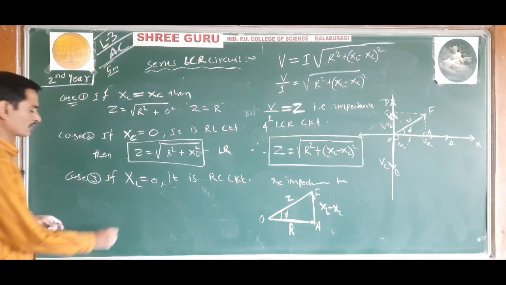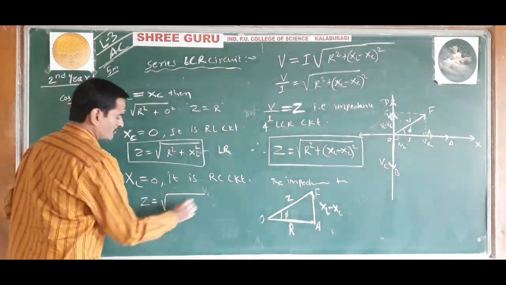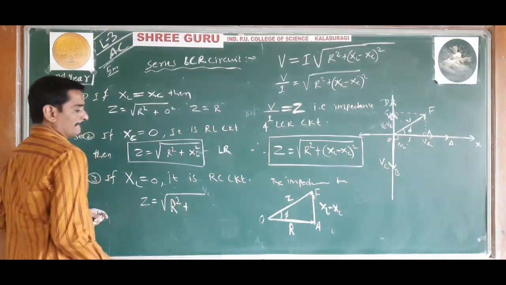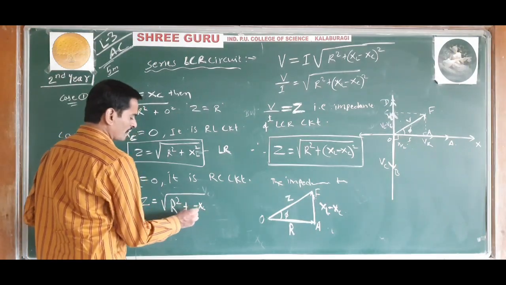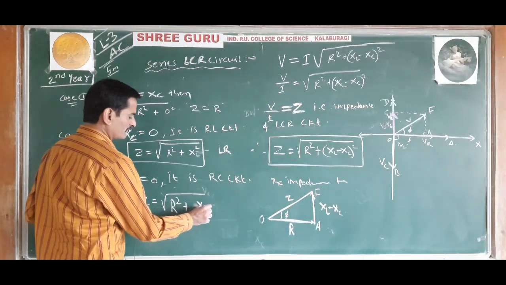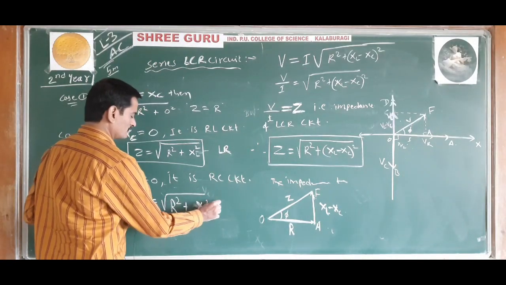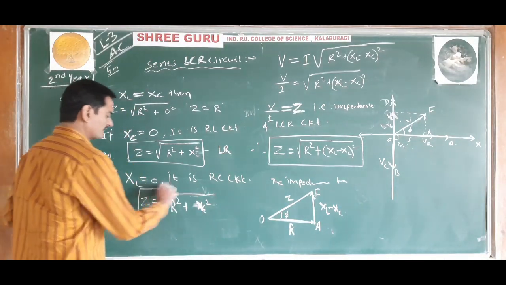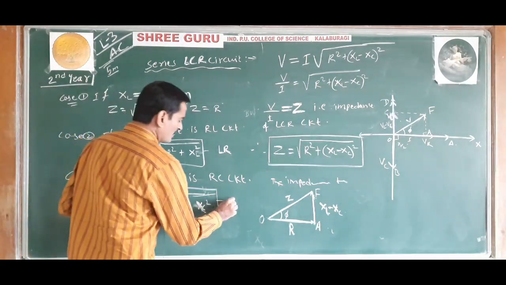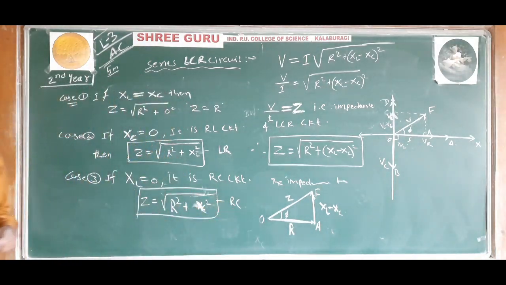So for an RC circuit, the impedance is given by Z is equal to the square root of R square plus (minus XC) whole square. Minus into minus, the square makes it positive. So it is R square plus XC square. This is the impedance of an RC circuit.